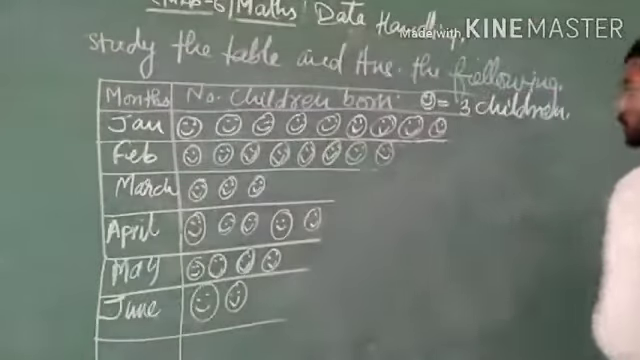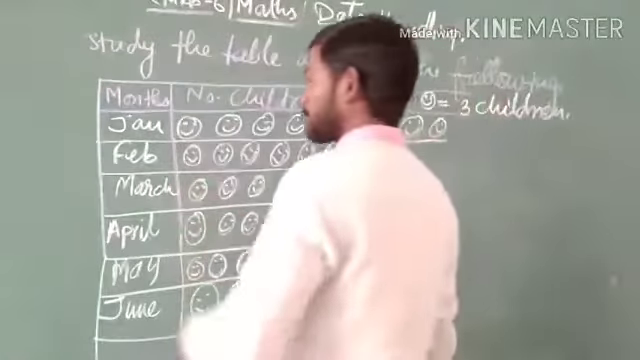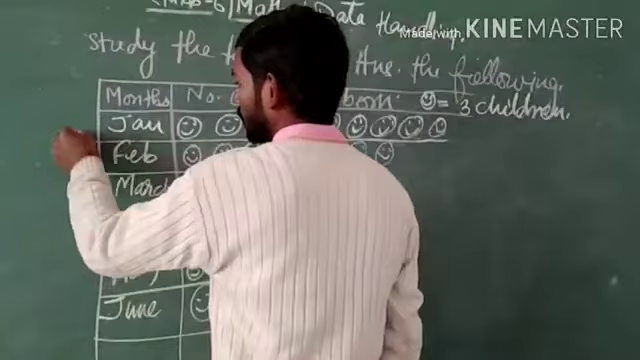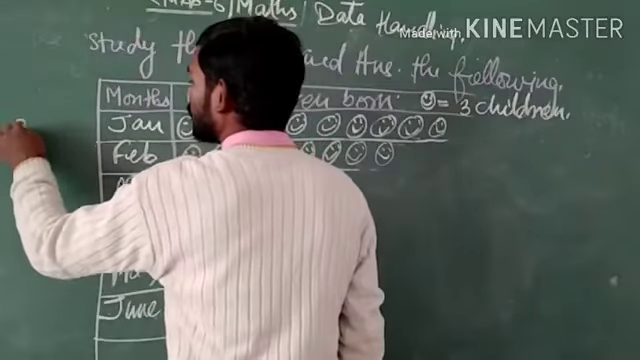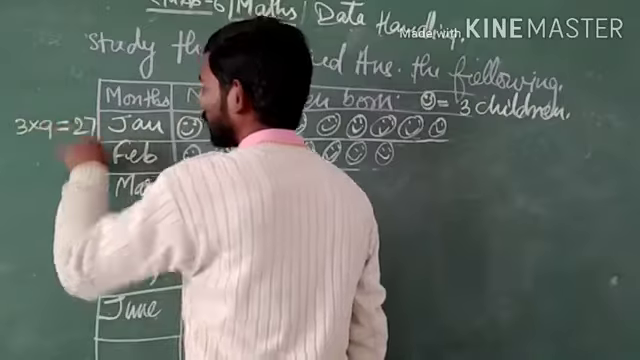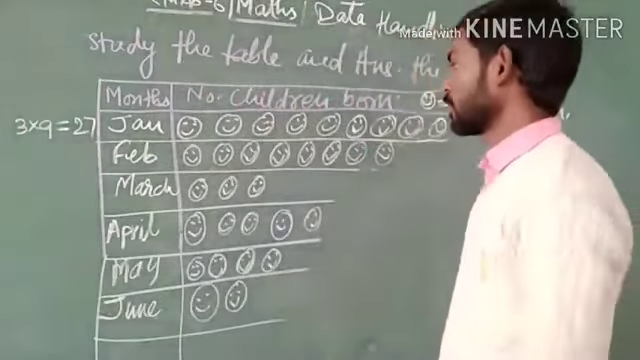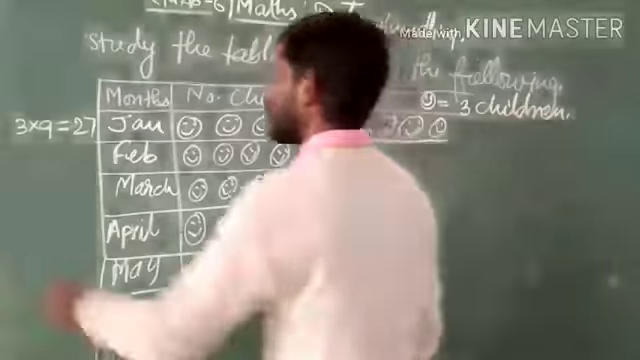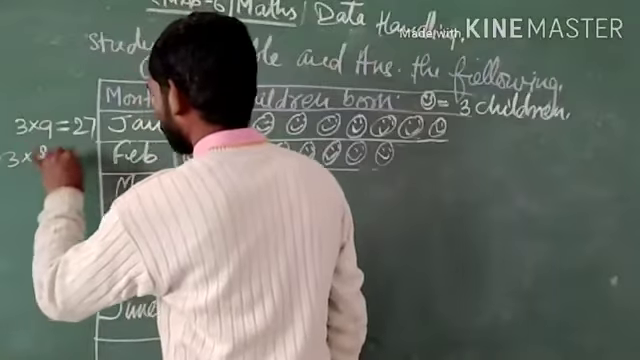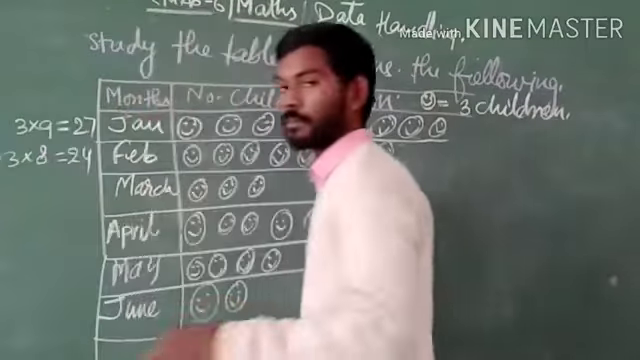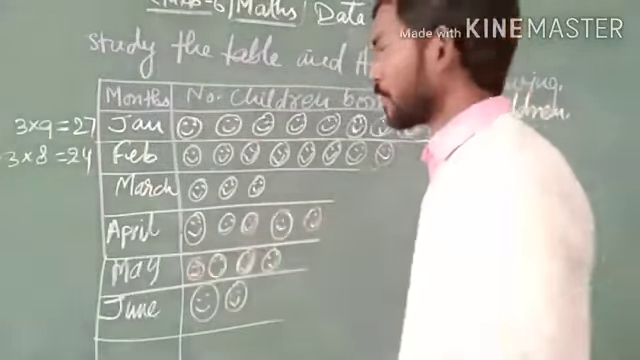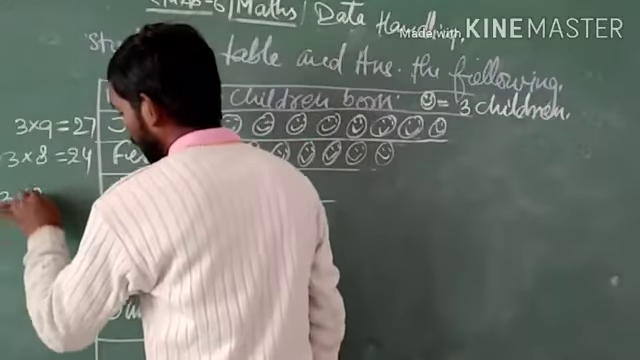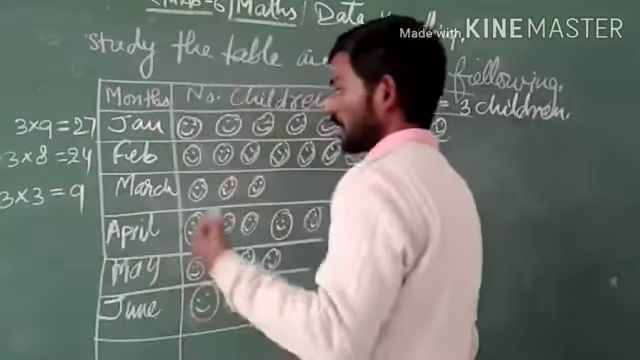Since one smiley is equal to 3 children, in the month of January there are 9 smileys. Therefore the total number of children born in January is 3 multiplied by 9, which is equal to 27. Similarly, 3 multiplied by 8 is equal to 24 children born in February. In March, there are 3 smileys, so 3 multiplied by 3 is equal to 9 children born in March.